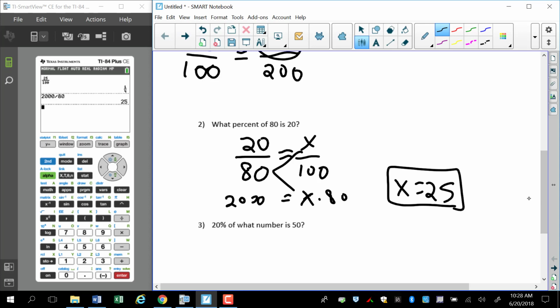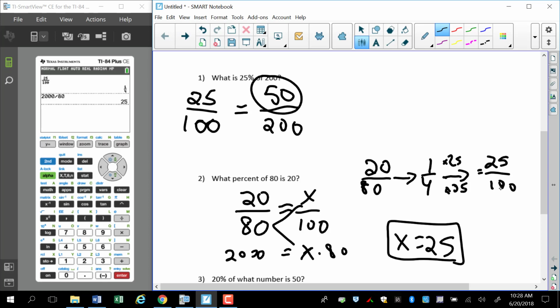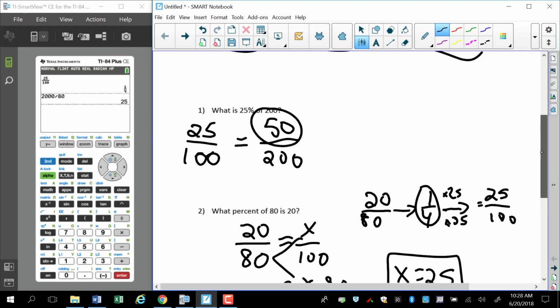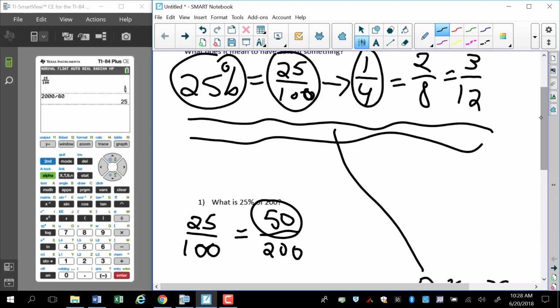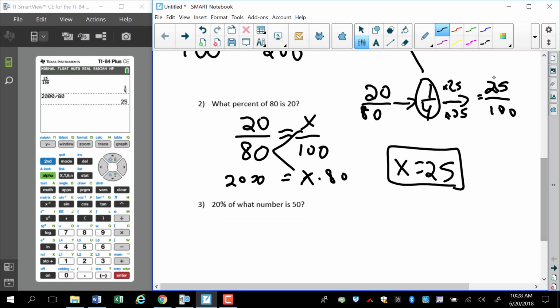Is there another way to get to the x equals 25? Of course. We can look at 20 over 80. And if we reduce that on our calculator, we get 1/4. Well, again, we just have to figure out how many is this out of 100. Well, if we multiply this by 25 and this by 25, we get 25 over 100. Or you could just recognize from the previous problem, this 1/4 is the same that we had up here, which is 25%. And that's also how you can get how many out of 100 would this be.